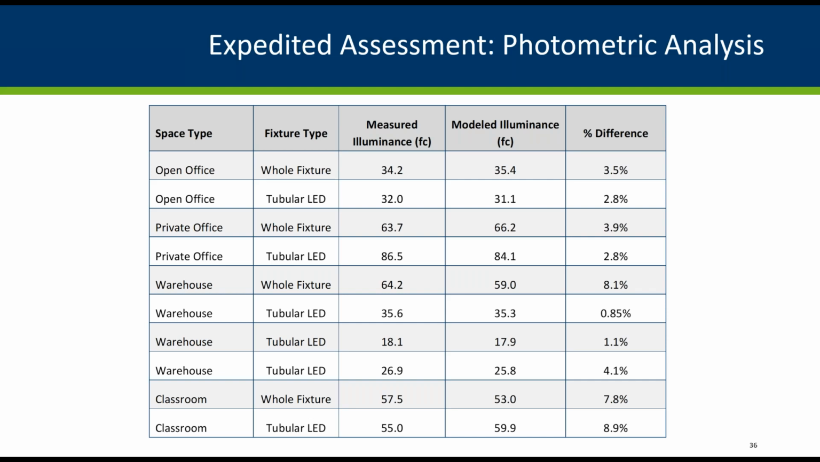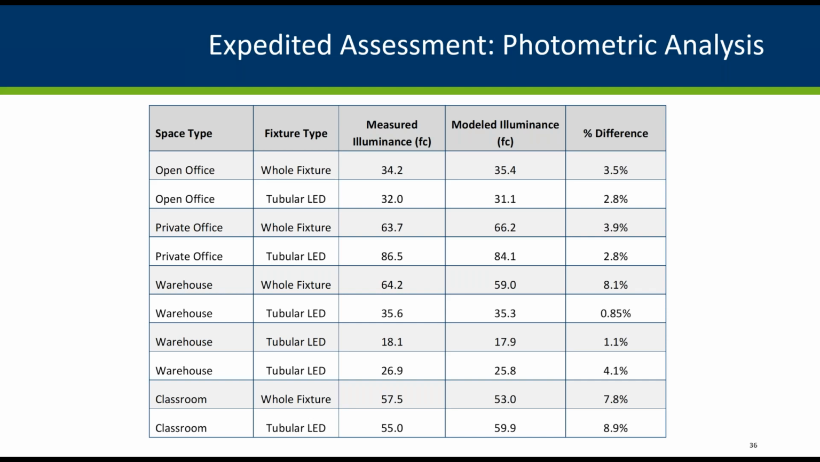Overall, we found that photometric analysis does a good job of estimating light levels. Our models were on average within 4.4% of measured illuminance and had differences that ranged from 0.85% to 8.9%. We conclude that photometric analysis is a useful tool for evaluating illuminance values and identifying opportunities for task tuning and associated energy savings. Although models are less accurate than field measurements, the reduced time involved justifies the relatively small trade-off in accuracy.